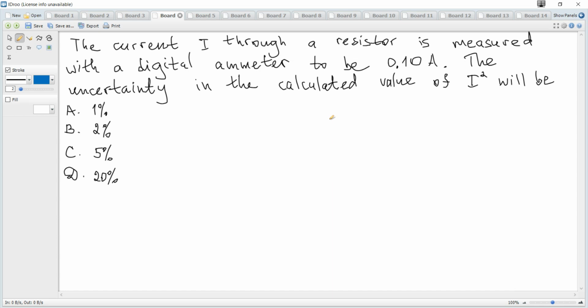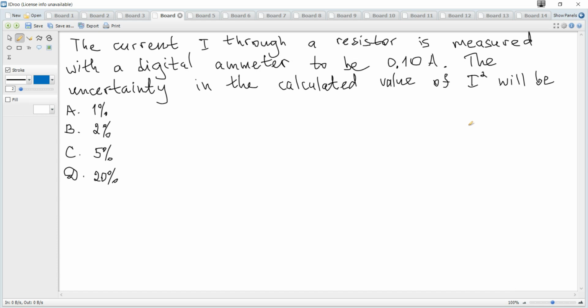The current I through a resistor is measured with a digital ammeter to be 0.10 amps. The uncertainty in the calculated value of I squared will be... To find the uncertainty in I squared, we need the uncertainty in I firstly, and how to find it? There is the next rule.